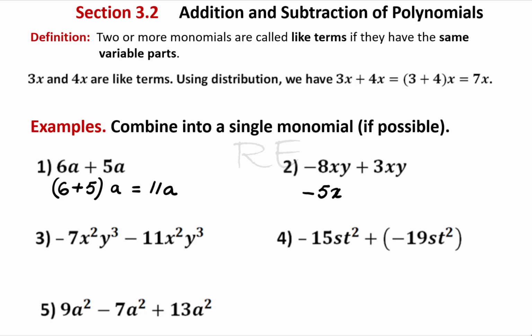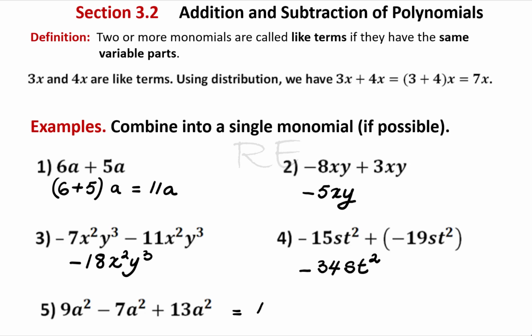Negative 8 plus 3 is negative 5, and the common factor is x times y. Negative 7 plus negative 11, negative 18. The common factor is x squared, y cubed. Negative 15 plus negative 19, negative 34. And the common factor is s t squared.